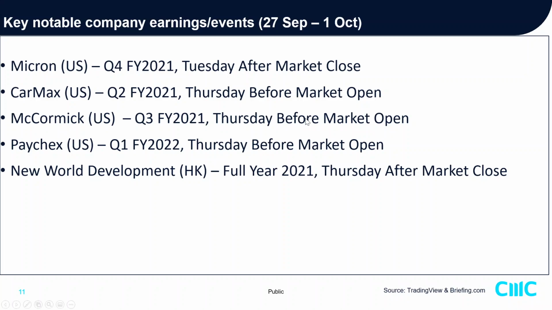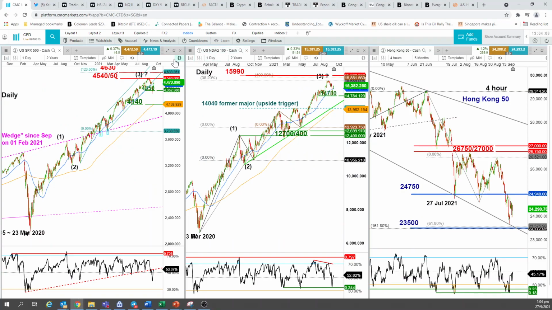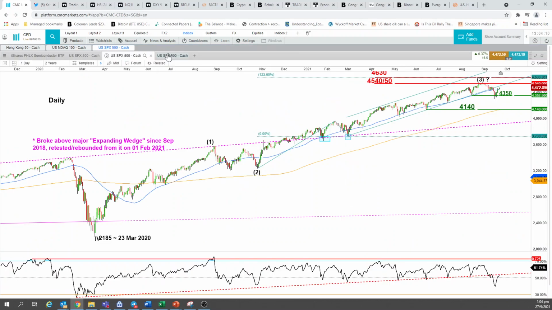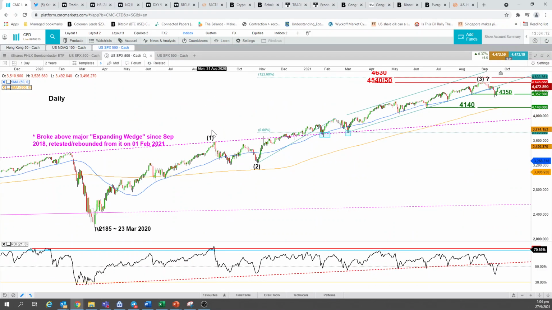Okay, so with that, I can pretty much sum up the key data to watch out for this week and the raw momentum analysis that I did earlier on. So now, let's jump to the technical charts for the previous indices that I shared with you all. Okay, so let's go to the CMC platform. Let's start with the S&P first. We start from the daily chart here.